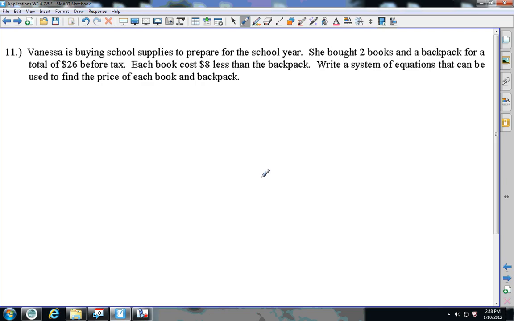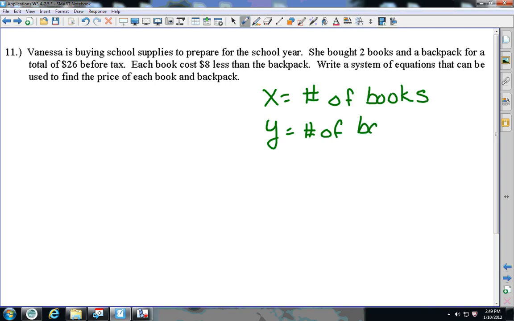Right here, Vanessa is buying school supplies to prepare for the school year. She bought 2 books and a backpack for a total of $26 before tax. Each book was $8 less than the backpack. Write a system of equations that can be used to find the final price of each book and backpack. So I'm going to make X equal the number of books. See, I can't use B because we've got books and backpacks. I mean, I guess I could use B and P, but I'm going to use X and Y. Y equals number of backpacks.